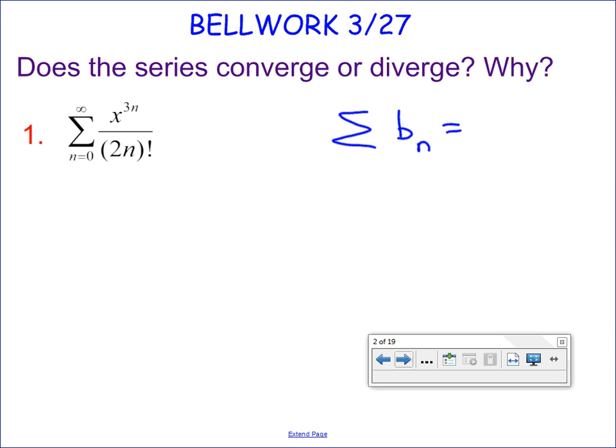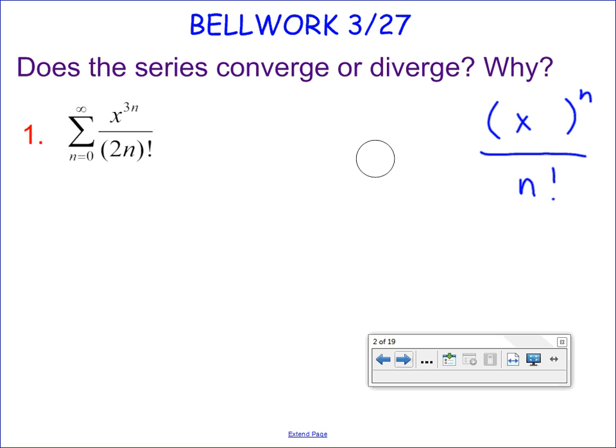Let's call the series of terms B sub n. What if this were, what if it were this? Would that jog any memory? So I'm going to let a different series be the sum from 0 to infinity of x to the n over n factorial. Does anybody recognize this familiar series?